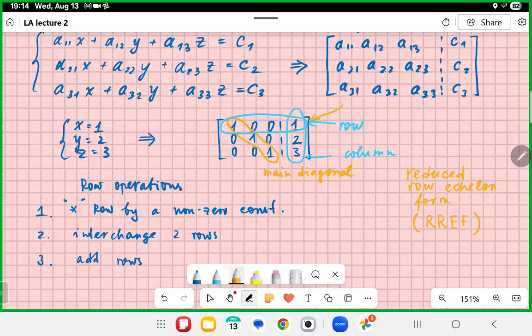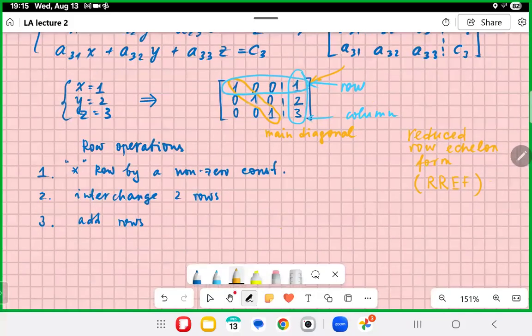Do we have a non-reduced row echelon form? Yes, guys. If you have ones on the main diagonal, but not all elements above the main diagonal are zeros, we are going to just call it a row echelon form. So reduced is talking about the zeros above the main diagonal. Zeros below the main diagonal are necessary for any row echelon form.